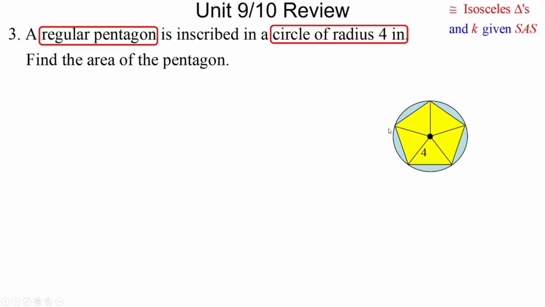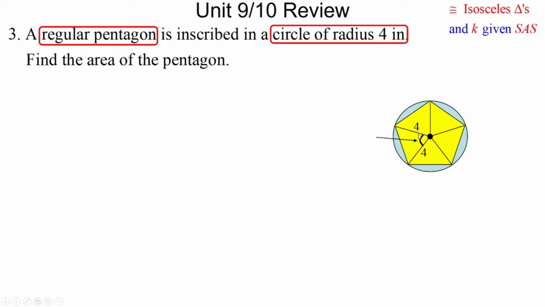Do you agree that each of these segments would have to be 4 units as well? Because those are all radii of that circle. So that's a 4 right there. And now if I knew this angle right here, this interior angle of a side angle side, I could find the area of each of those triangles. So what do you guys think the area is right here?